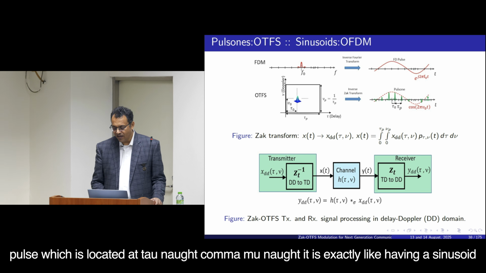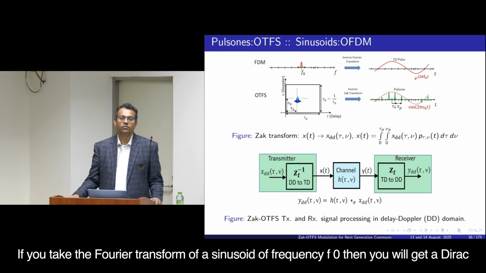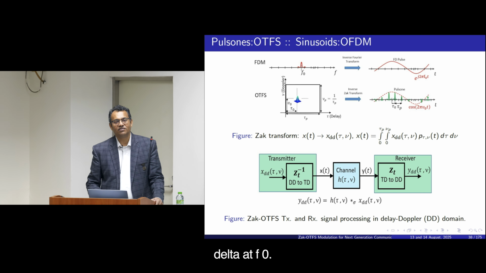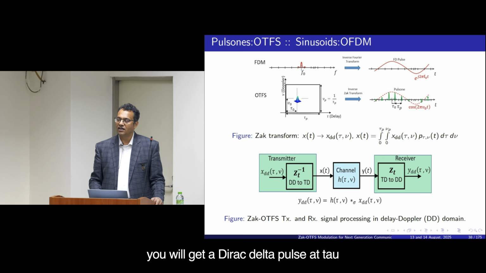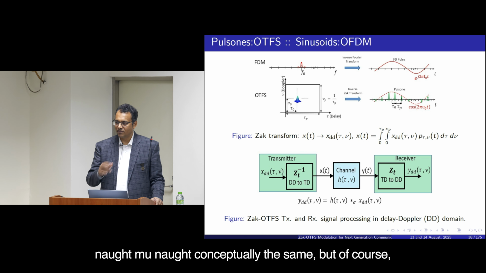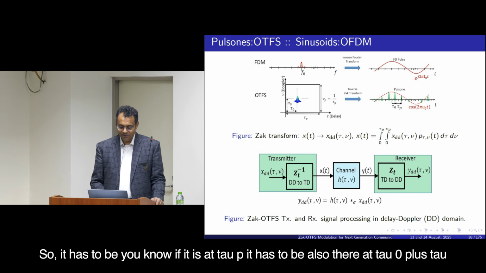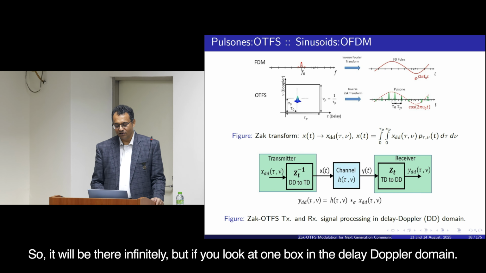It is exactly like having a sinusoid of frequency f0. If you take the Fourier transform of a sinusoid of frequency f0, then you will get a Dirac delta at f0. Similarly, if you have a pulson tau naught nu naught and you take its Zak transform, you will get a Dirac delta pulse at tau naught nu naught, conceptually the same. But of course, this pulse will actually repeat because it has to be a quasi-periodic function. So if it is at tau naught, it has to be also there at tau naught plus tau p, also at nu naught plus nu p. So it will be there infinitely.